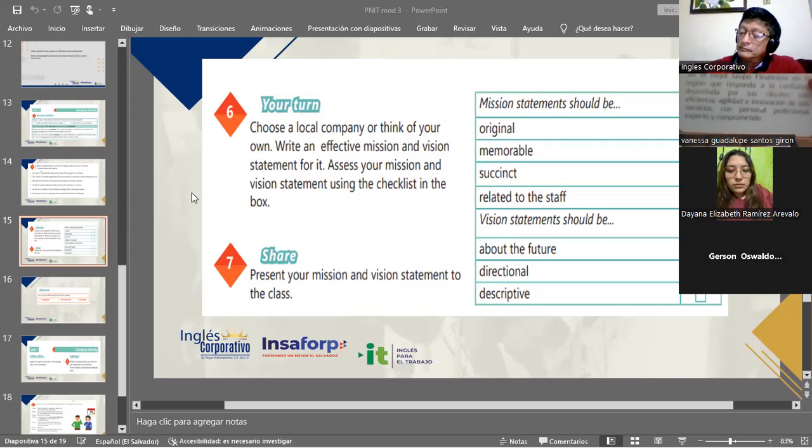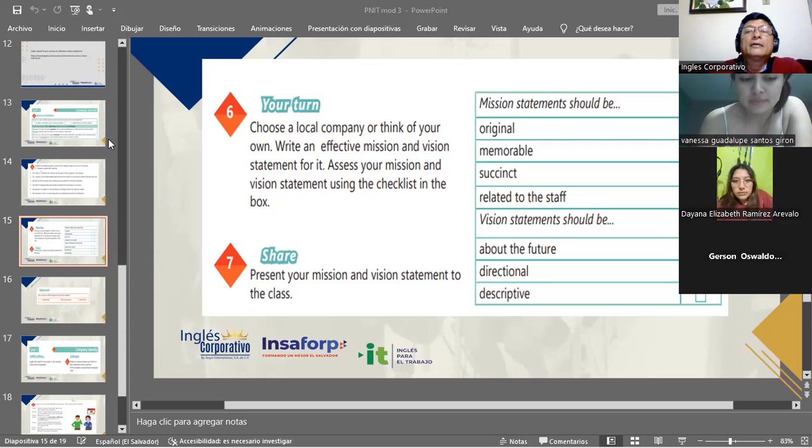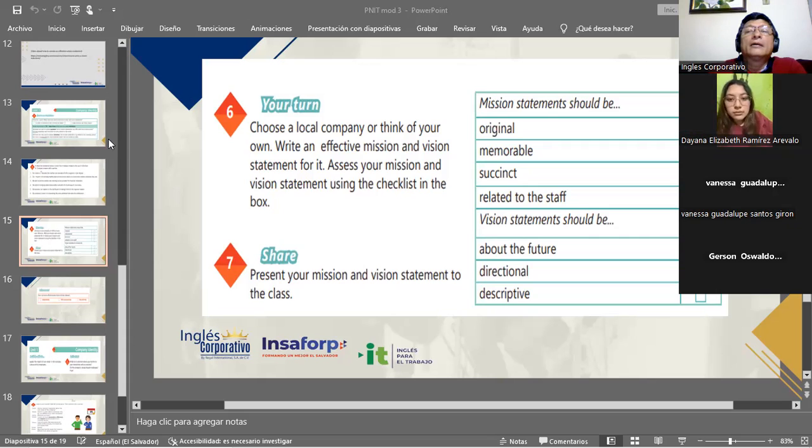Lo último sí me ayudé con el traductor porque no había cómo poner. Okay. A donde decía comprometido. Okay, Vanessa, thank you. And this is what I want, yeah. Okay, Diana, thank you. I have it here.